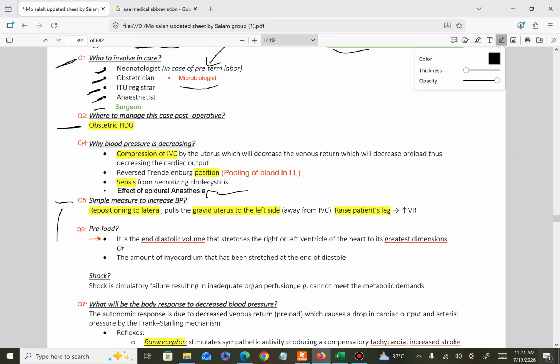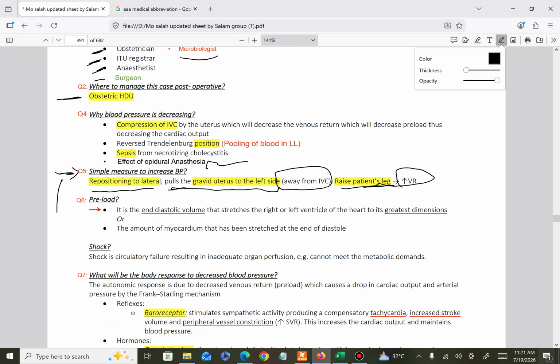Okay. Then the simple measures to increase the BP: repositioning to lateral. The second measure is to pull the gravid uterus to the left side, away from the inferior vena cava. Then raise the patient's legs, which will increase venous return. So these are the simple measures.